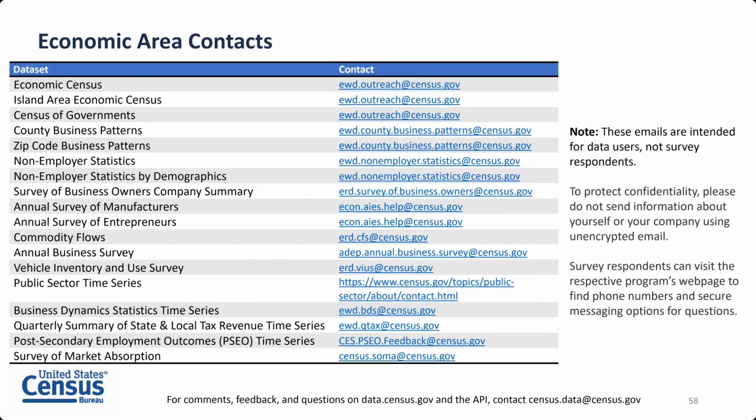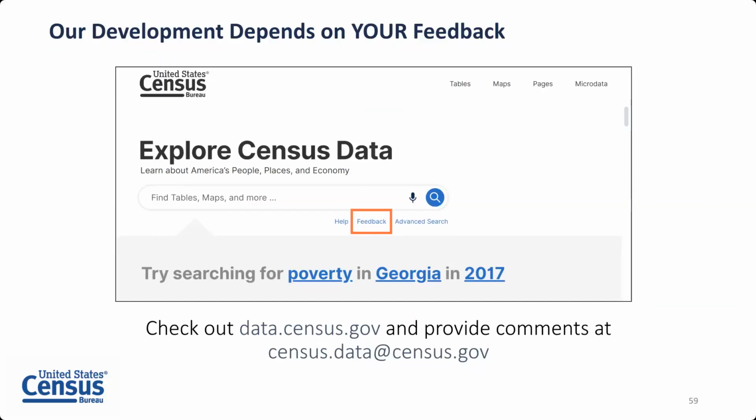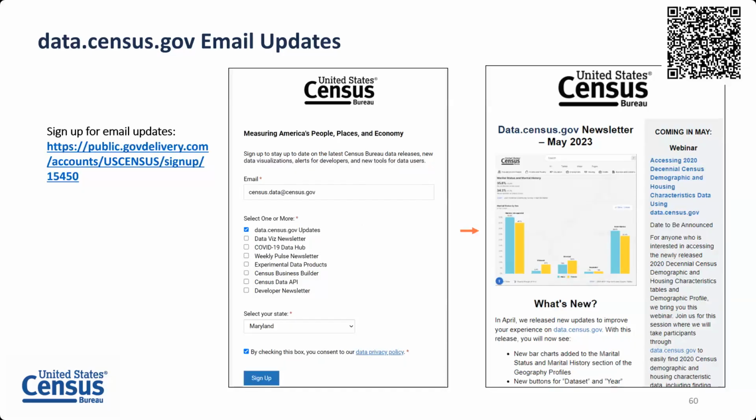And if you have questions about the data, we would recommend using this contact information on the slide in the table. If you have questions about navigating to the data or using data.census.gov in the API, you'd want to direct those directly to our team at census.data@census.gov. You can also access that email address by clicking the feedback link directly below the single search bar. And again, we answer data questions and welcome comments on ways we can make the website easier for you to access.